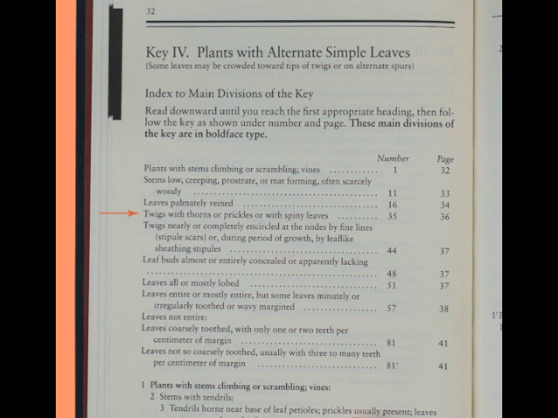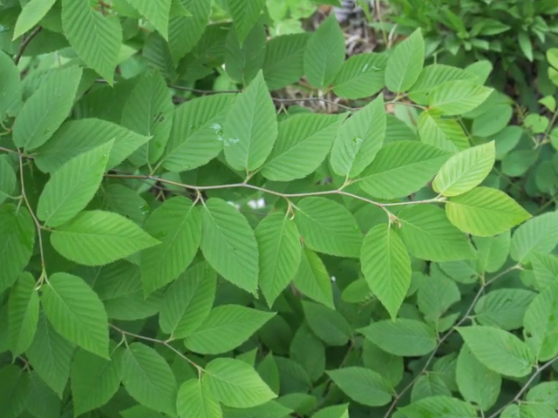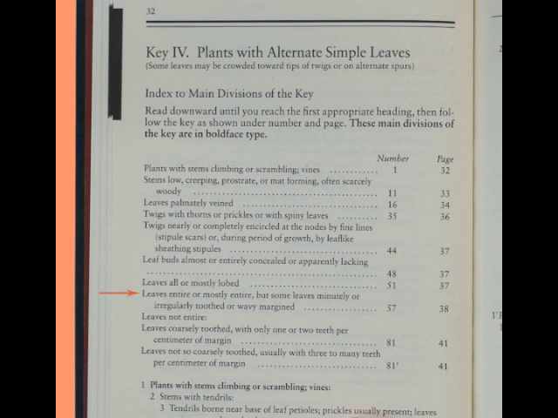No. Twigs nearly or completely encircled at the nodes by leaf-like sheathing stipules? No. Leaf buds almost or entirely concealed or apparently lacking? I don't think so. Leaves all or mostly lobed? Nope. Leaves entire or mostly entire, but some leaves minutely or irregularly toothed or wavy margined. Well, this is closer. And the list continues with leaves not entire.